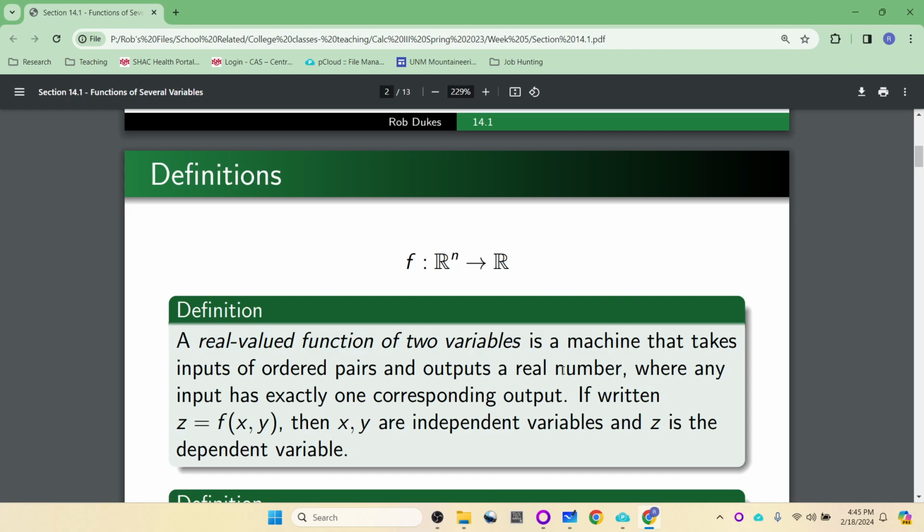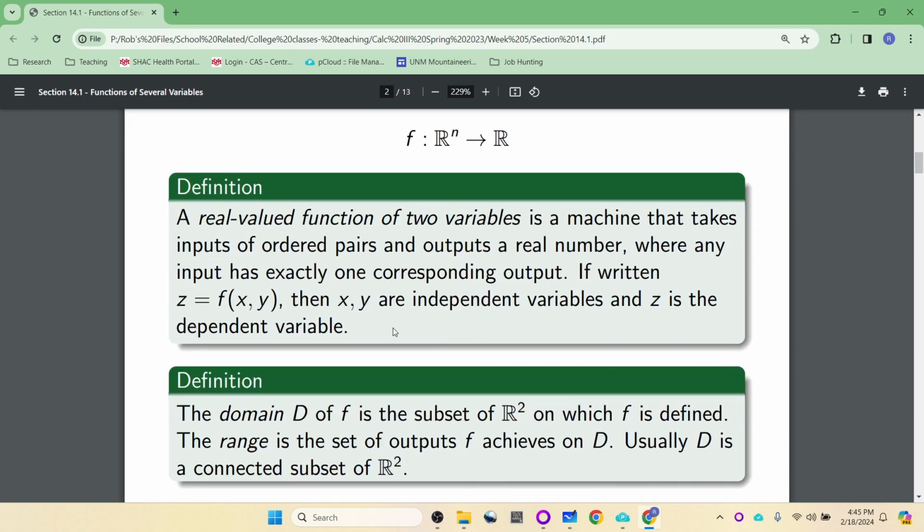Now, the domain is pairs of x and y. The range is single numbers, which could be written as z equals f of x, y. Or we could be in R3, in which case x, y, and z feed into f, and the thing that comes out, you might call w.